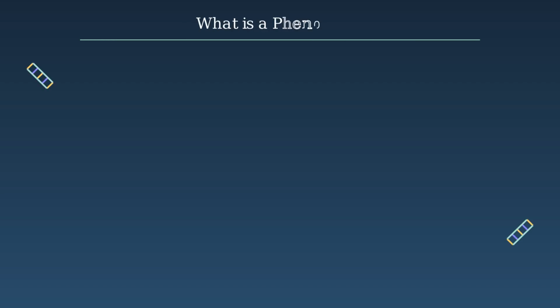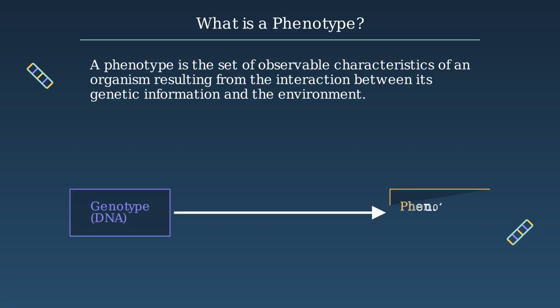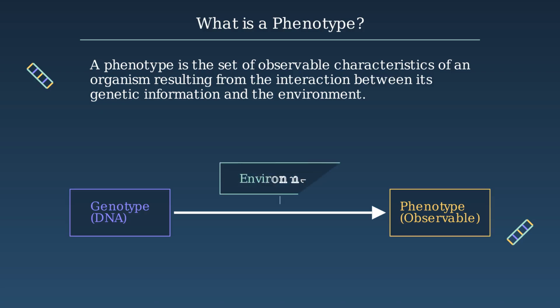What is a phenotype? A phenotype is the set of observable characteristics of an organism resulting from the interaction between its genetic information and the environment. The relationship between genetics and phenotype is like a blueprint becoming a building. Your DNA contains instructions, but how those instructions are expressed depends on many factors.